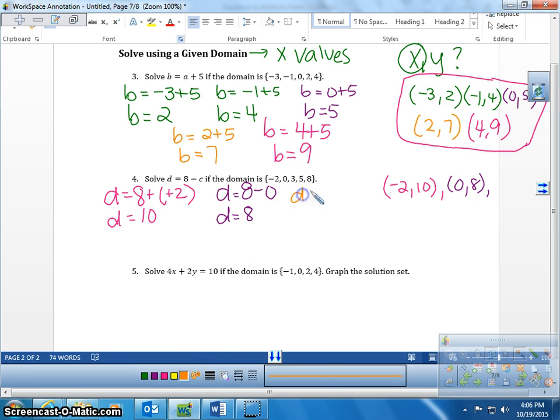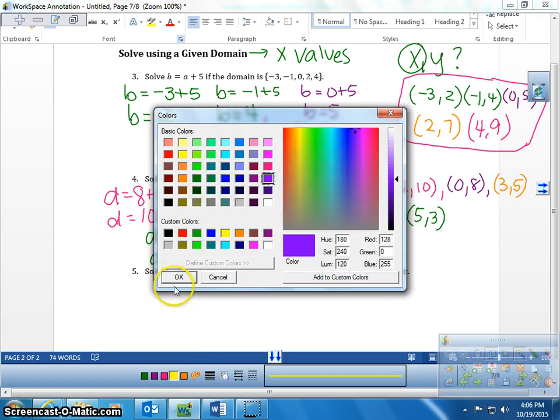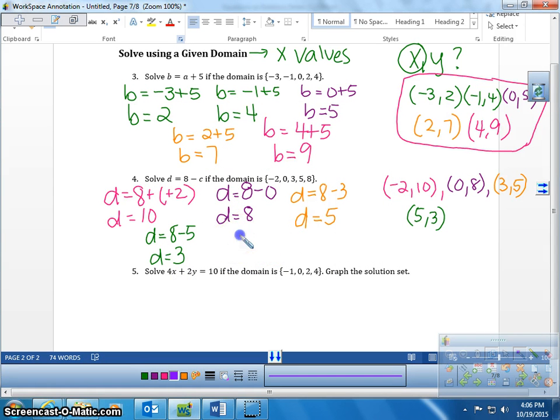Plug in 3. D equals 8 minus 3. D is equal to 5. So my ordered pair is 3, 5. Plug it in 2 more times, so D equals 8 minus 5, so D equals 3. So my next ordered pair is 5, 3. And lastly, my last ordered pair, I'm going to plug in 8. D equals 8 minus 8. D is equal to 0. So my last ordered pair is 8, 0. This would be my answer.